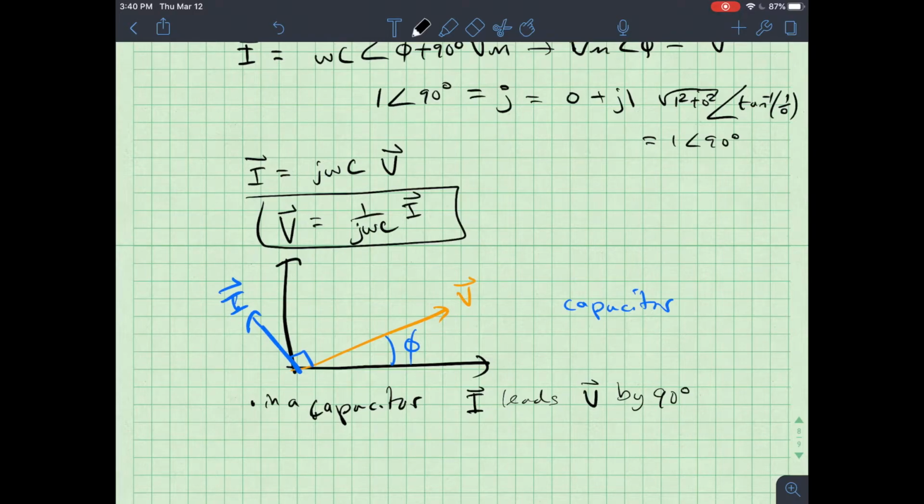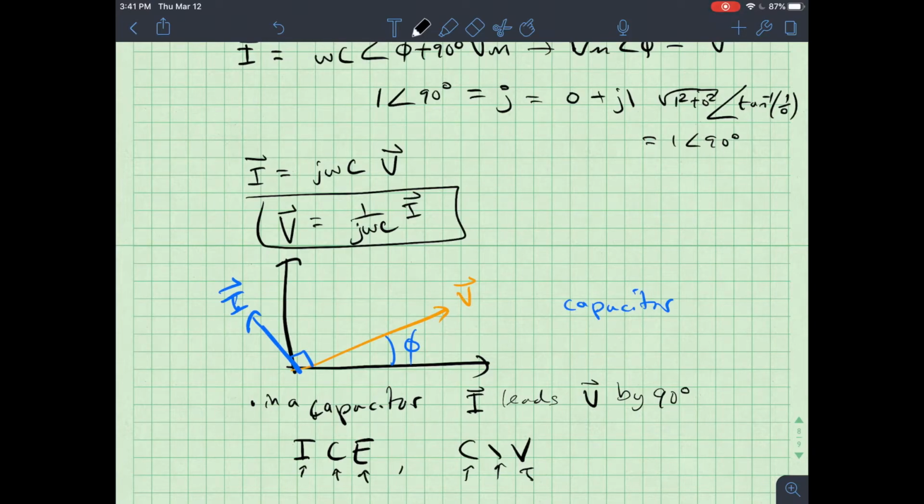Now there is a fun mnemonic device to remember this. I'll put it together in a little bit, but I've got two ways. The first is ICE, where I stands for current, C stands for capacitance, and E stands for EMF or voltage. So I leads V by 90 degrees in a capacitor. The other one is CIV, where in a capacitor, that's C, current leads voltage, I leads V.